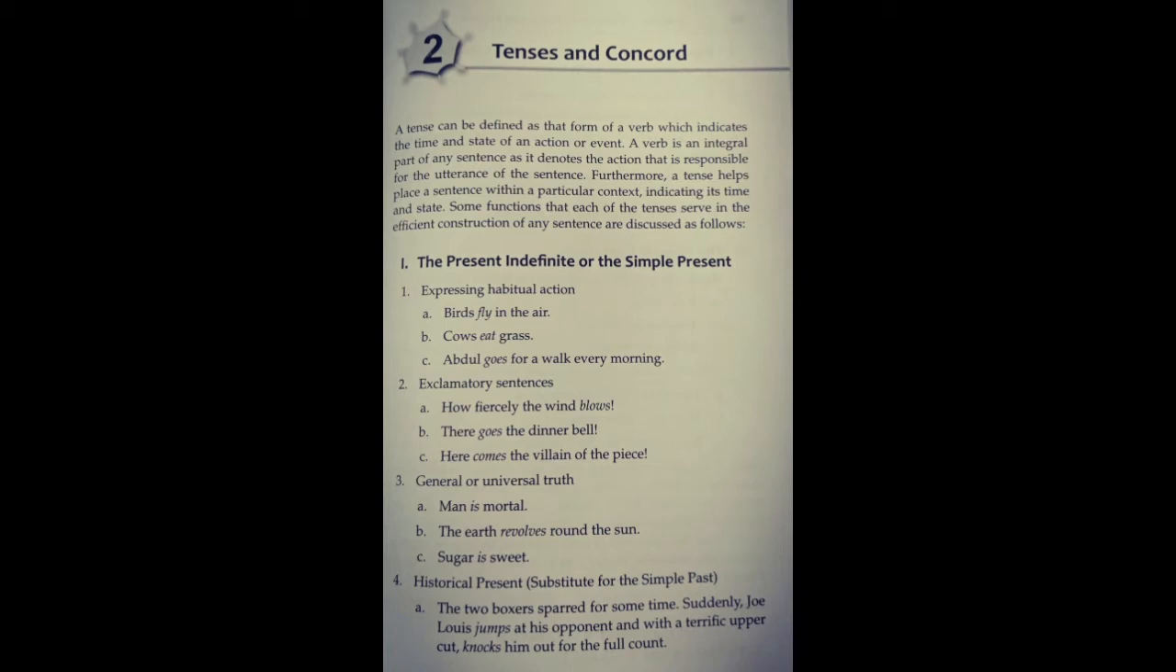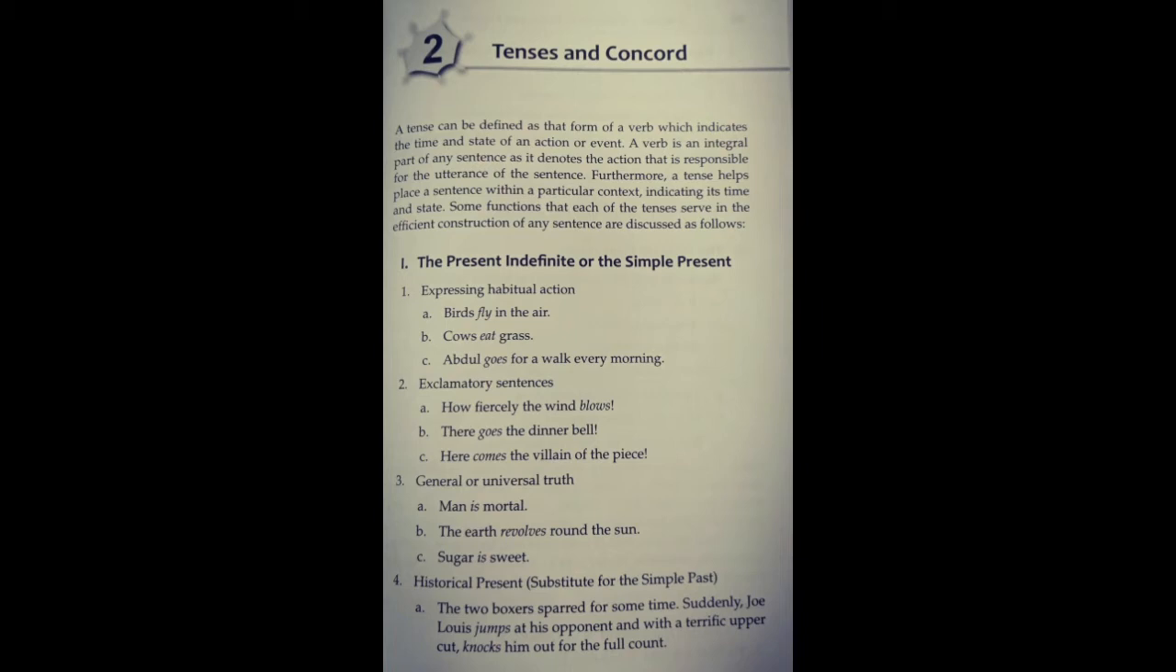Then the general or universal truths which everyone knows, like man is mortal, or the earth revolves round the sun. The sun rises in the east. Sugar is sweet. So this is all which everyone knows. Then fourth one is the historical present. So it's used in place of simple past.